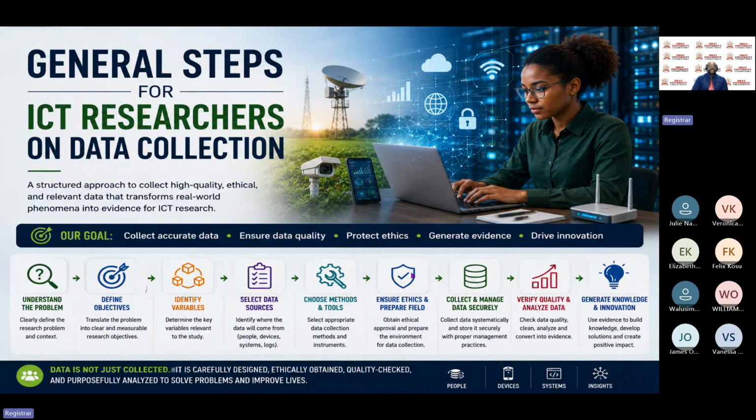Today we are going to deal with the general steps for ICT researchers on data collection. I promise you last time when I was talking about social science, I will also explain about ICT. Now, you may wonder why this is important. To me, honestly, I started my research in social science. But as a researcher, I devised myself to work in ICT framework also.